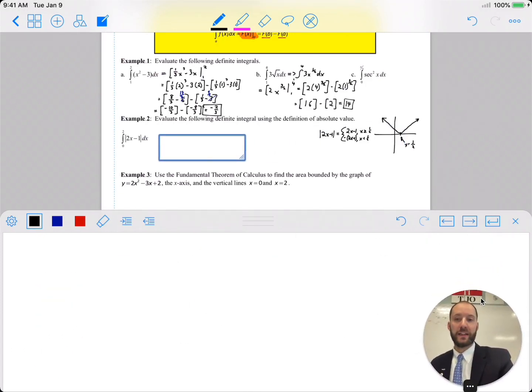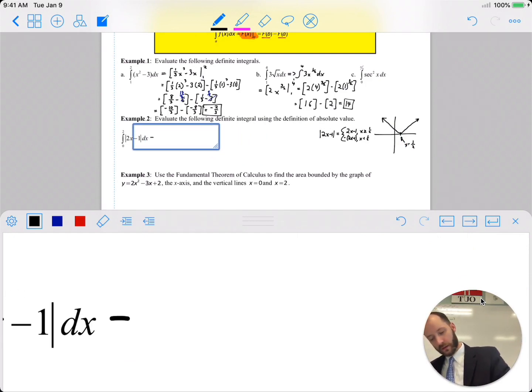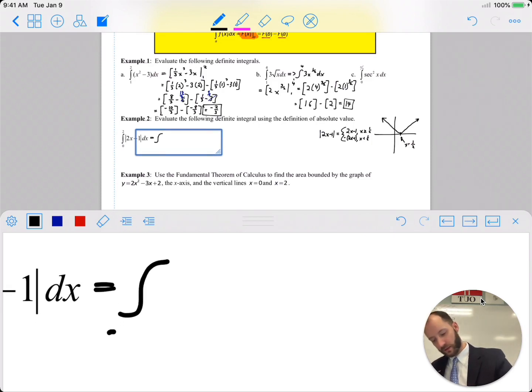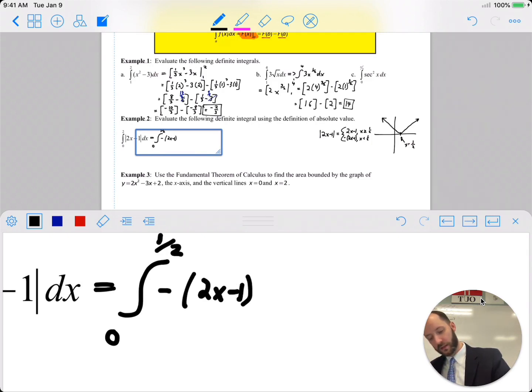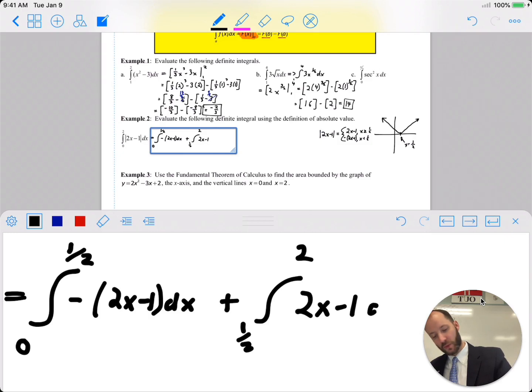So to write this definite integral, kind of break it up into two pieces. You have from 0 to 1/2 of negative 2x minus 1 dx. And then you're going to add on from 1/2 to 2 of positive 2x minus 1 dx. Then evaluate and solve.